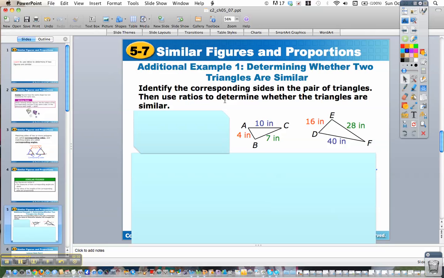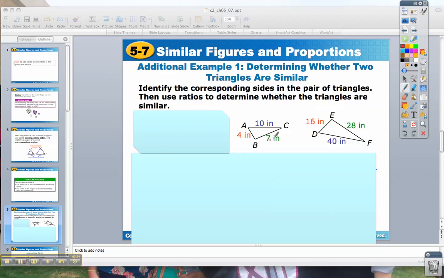Okay, let's look at an example. Determining whether two triangles are similar. So identify the corresponding sides in the pair of triangles, then use ratios to determine whether the triangles are similar. So we've got to pick which sides in this triangle do we think are corresponding. Well, if we look at it, point B is across from here the way that point E is across from there. So this one is actually color-coded. So this should be pretty obvious for this one.